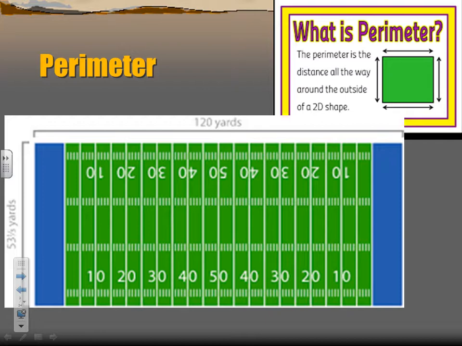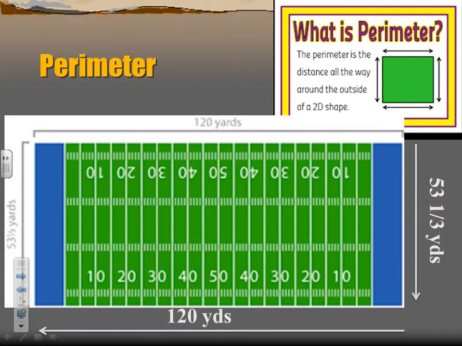So if the width is 53 1/3 yards on the left side, the right side has to be the same thing. It's got to be the 53 1/3 yards if this is a rectangle. And if the top, the length is 120, then the bottom length has to be 120. That is a simple example of perimeter. Perimeter shows the distance around the outside. Now, we haven't calculated the perimeter here. To calculate the perimeter, we would need to add those sides up, and that's what we're going to do next.